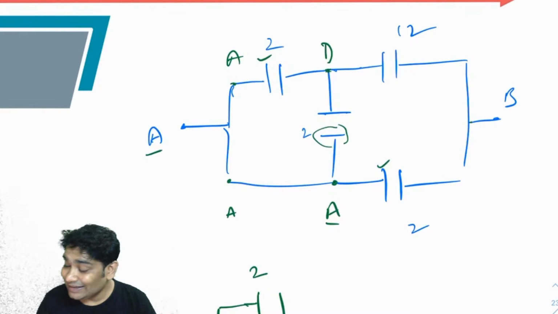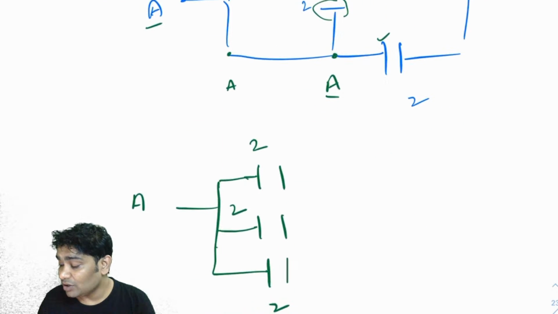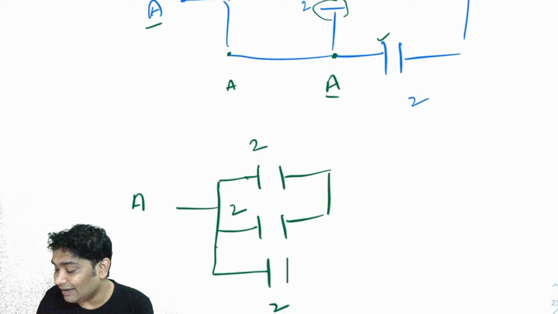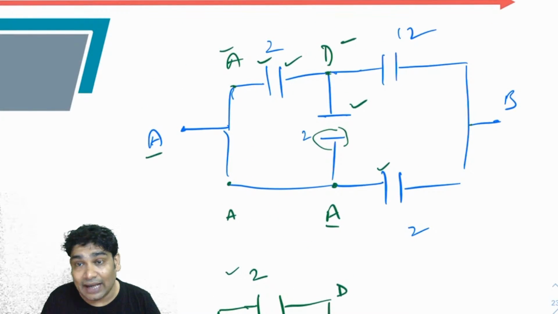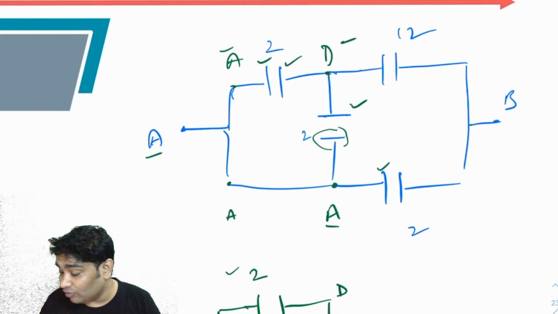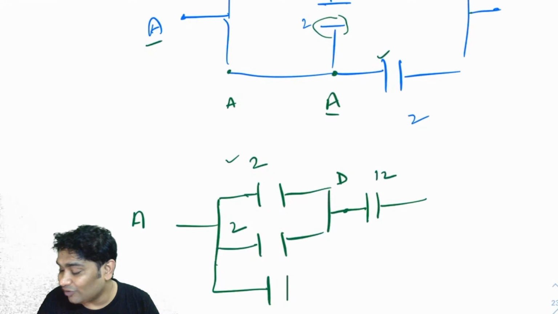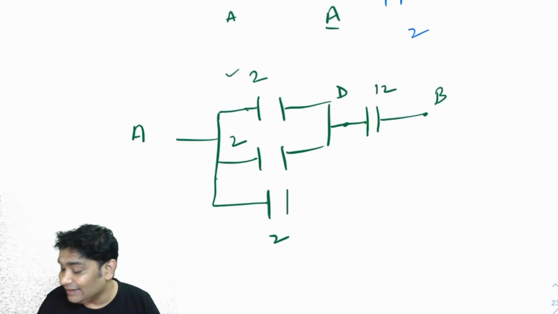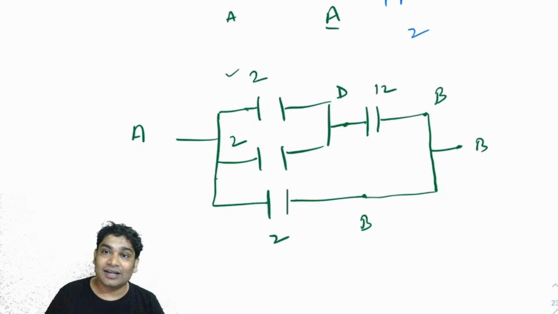Now, these two have one plate connected to A and another connected to D. So let's connect their ends and call this D. These two will have one plate connected to A and one plate connected to D. Now from D I have one capacitor of 12 going to B, and this is also B because the other end goes to B, so I can join these. And this is finally what my circuit looks like.